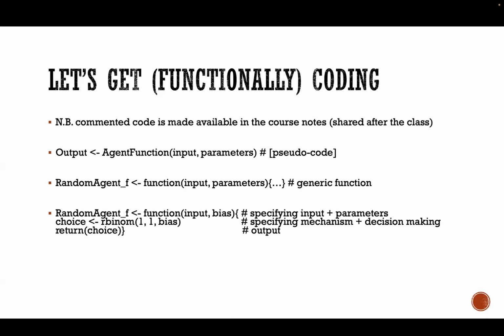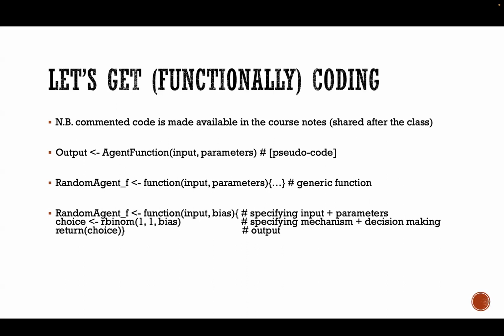So if we're programming a random agent, random agent function, same as before, we say it's a function. And then we have the input, and the internal parameter is simply the bias, right? How often it picks right or left. And so really there is no estimation, because the random bias agent is not taking the other into account. Does that make sense?